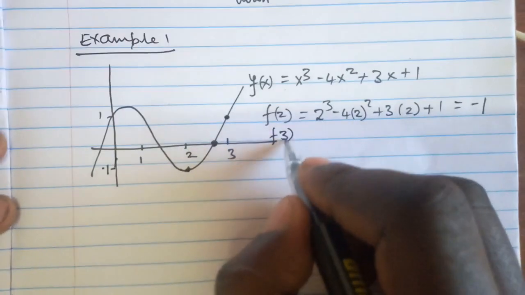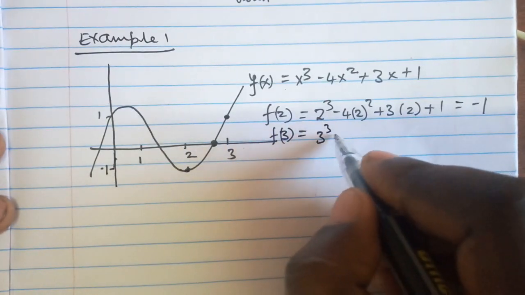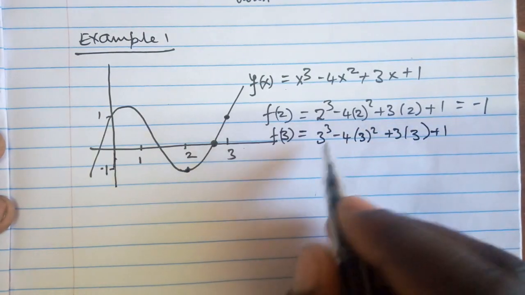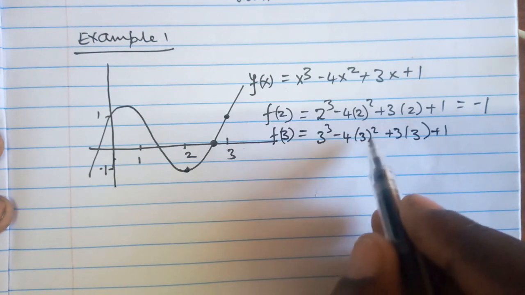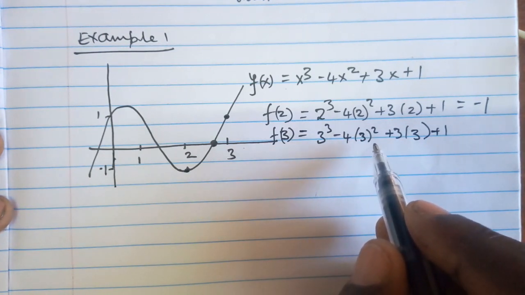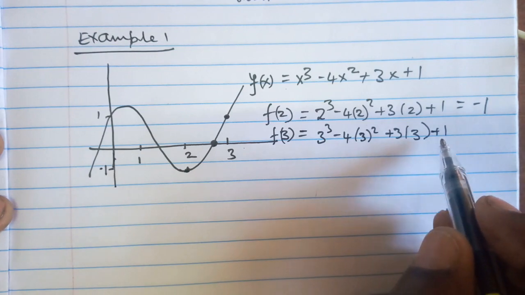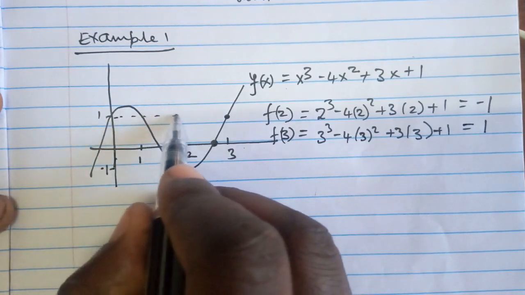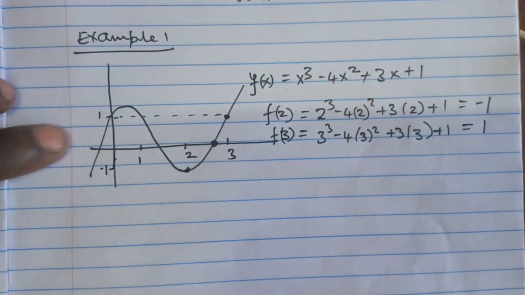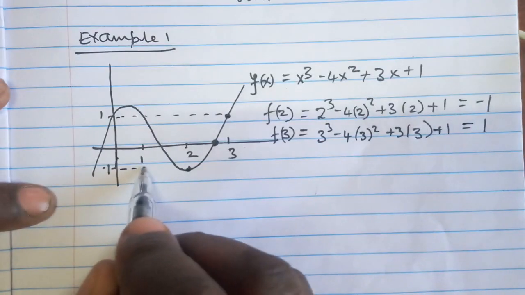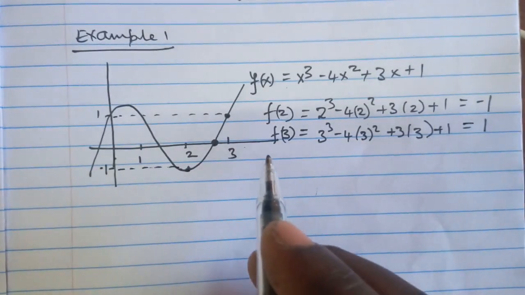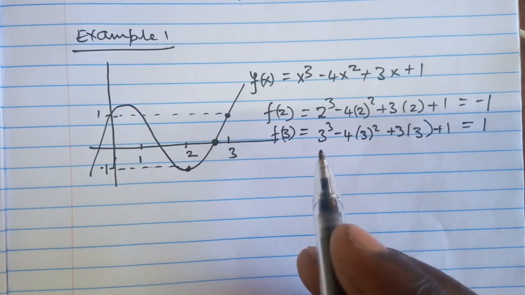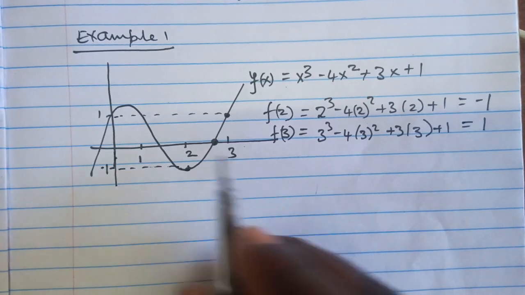If you substitute x with 3, you have 3 cubed minus 4 times 3 squared plus 3 times 3 plus 1. This is 27 minus 36, that is minus 9. Minus 9 plus 9 is 0, and 0 plus 1 is simply 1. So you can already see that this is in line with y equals 1. Yes, we have shown that the graph crosses the x-axis between 2 and 3. This means that the root of f(x) lies between 2 and 3.